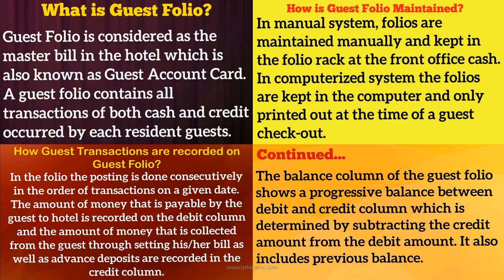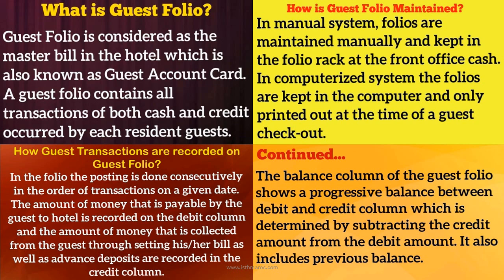The manual system is as you have clearly seen. It's done in the front office cash. The computerized or systematic one is kept in the computer, in the system in the hotel. So whenever the guest makes a checkout, then it becomes worthless if there is no problem.